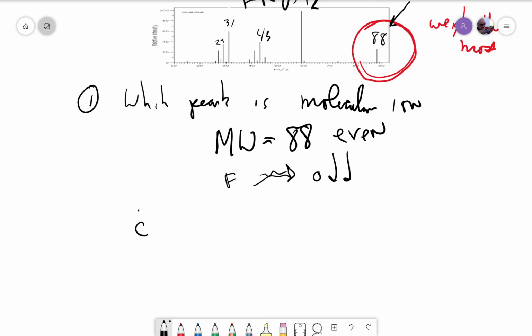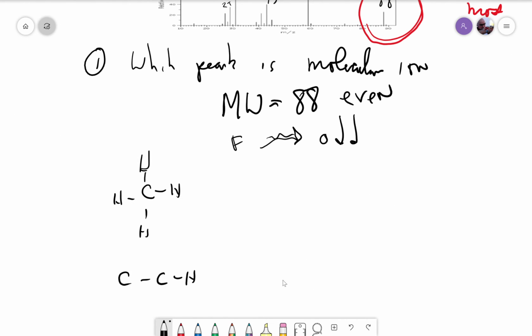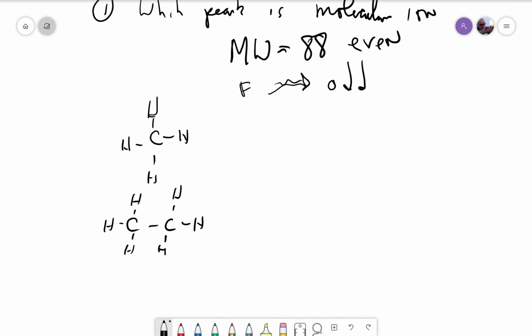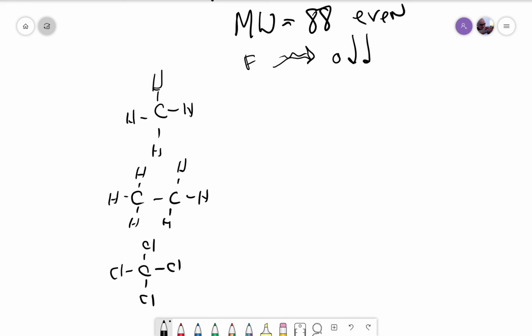If we think about organic molecules, if we start with methane or ethane, or even carbon tetrachloride, if we want to talk about that. If we add this up, CH4 has a molecular weight of 16. Ethane, just as a random example, has a molecular weight of 30. Carbon tetrachloride has a molecular weight of 154. Notice they are all even. This comes about because of the nature of atoms on the periodic table.